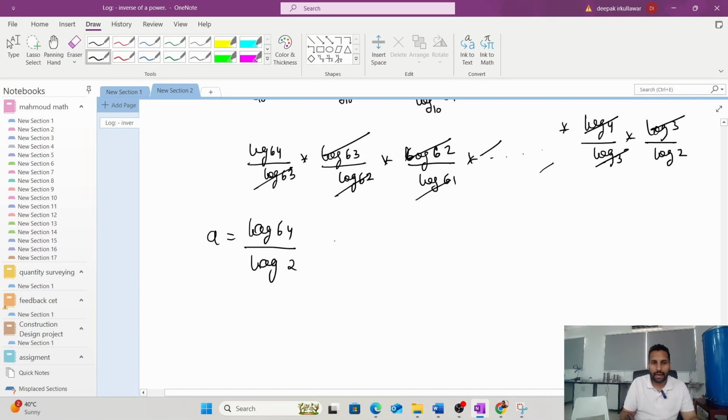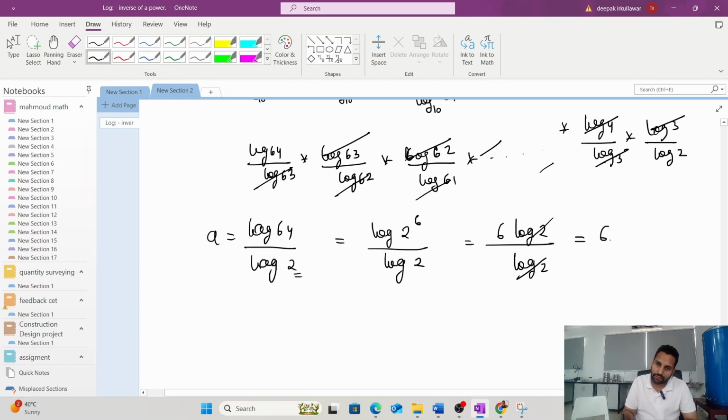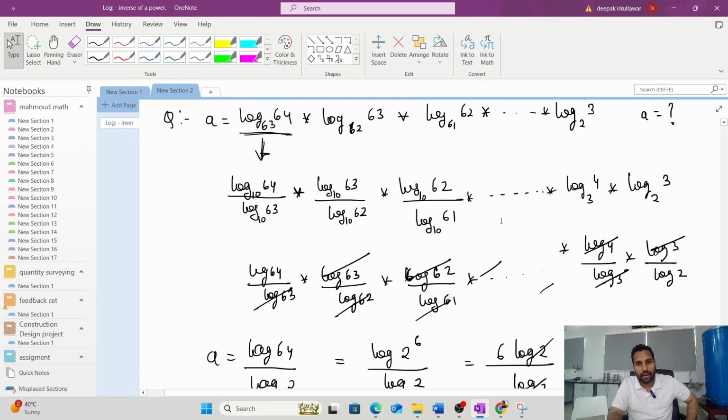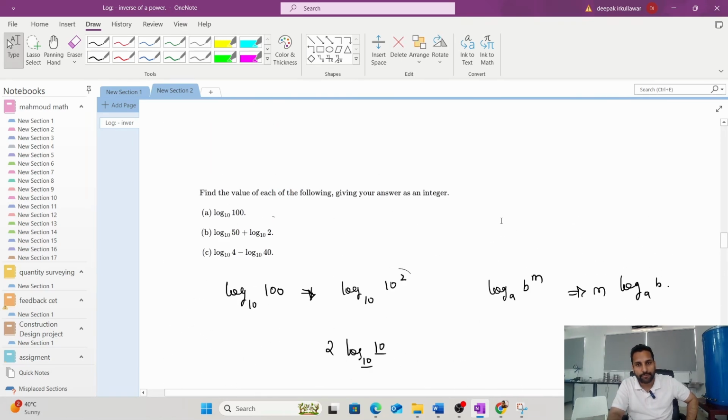Now, because here I have 2, I will write this in terms of 2. 2 to the power of 6 is 64. So log 64 can be written as 6 log 2. Log 2 over log 2 cancels out, so you are left with 6. This is how you will solve log questions. I hope you understood the basic concept of log.